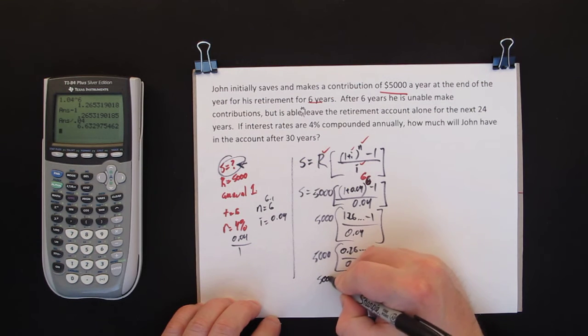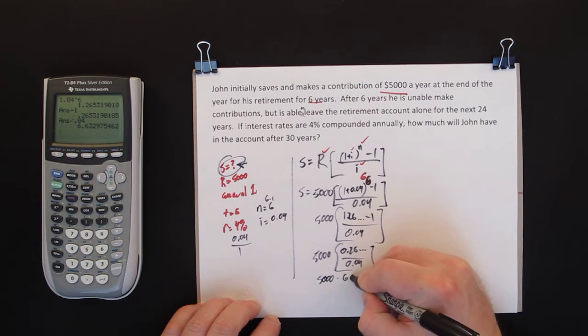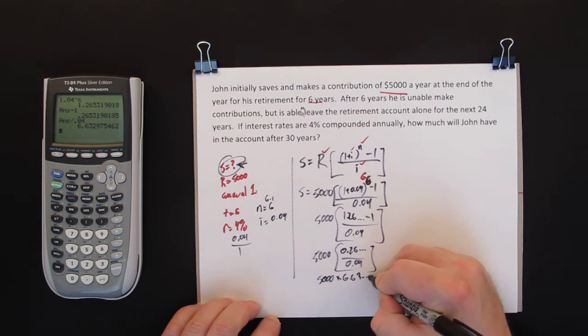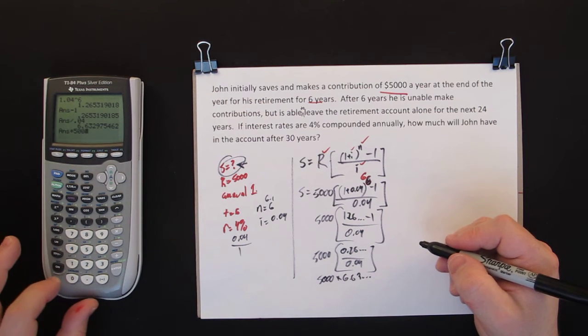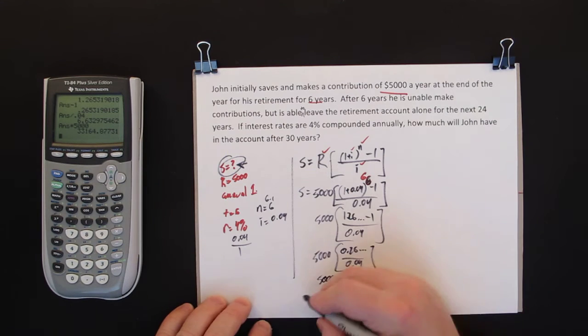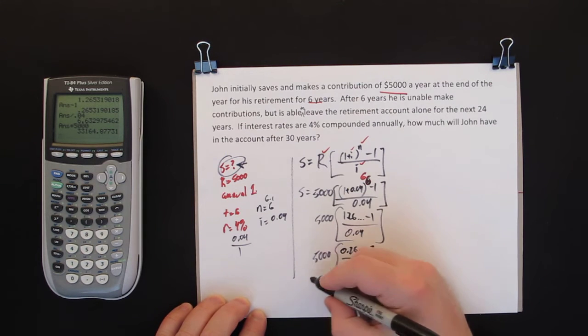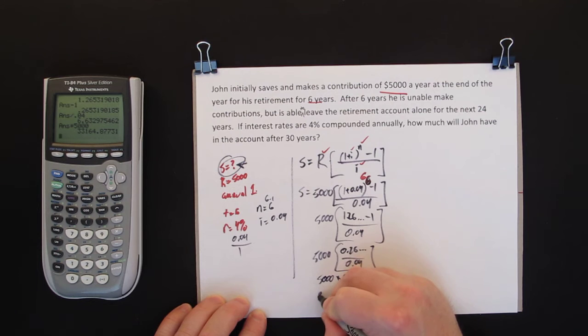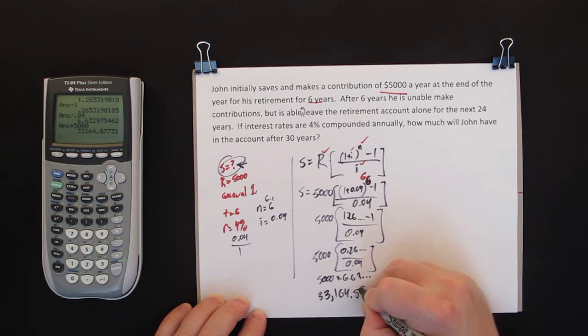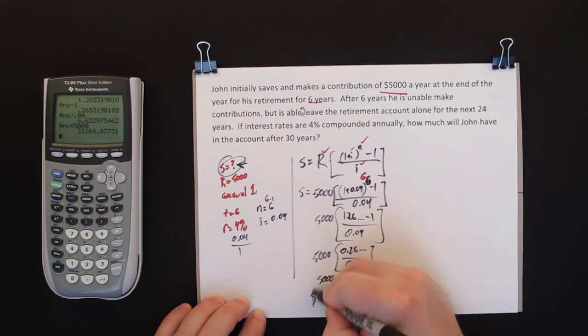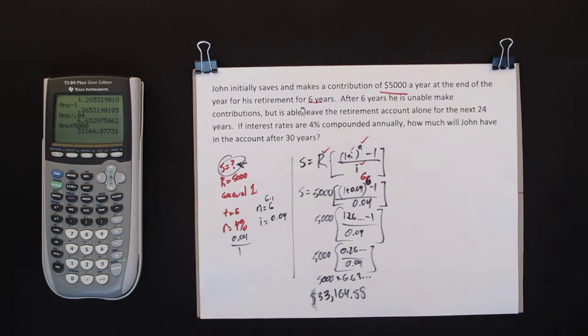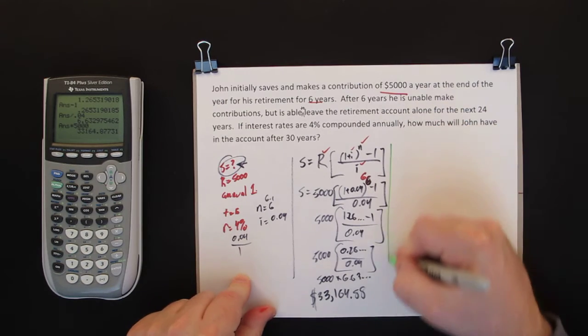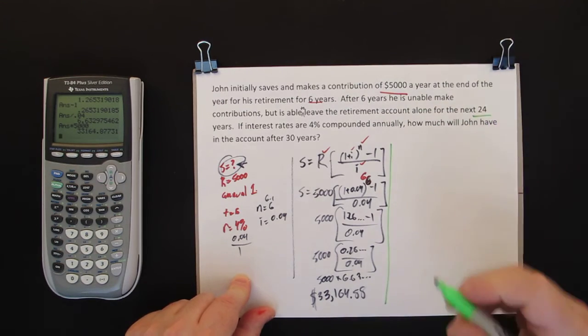So 5,000 times 6.63. Okay, so the future value of the annuity is $33,164.88. I'm rounding at this point on that because this is the amount you're going to then use as the deposit. So now for the compounding growth for 24.